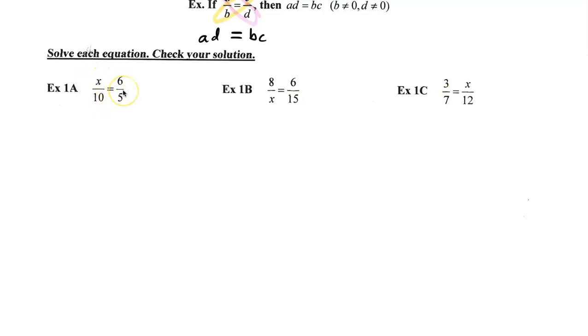So we have two fractions equal to each other. I'm going to keep my equal sign where it is, and then we're going to multiply this diagonal. I'm going to put on this side 6 times 10, which is 60. And then we're going to multiply this diagonal. We're going to keep it on the top side, so 5 times x, which is just 5x.